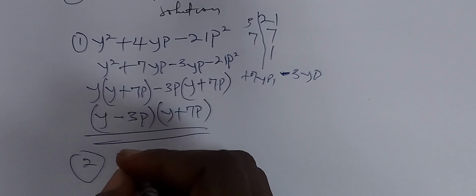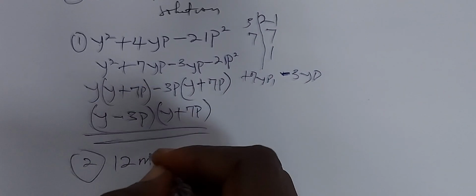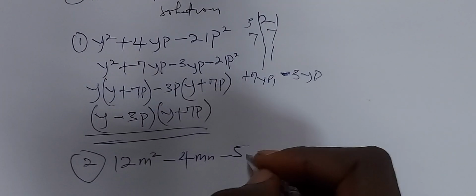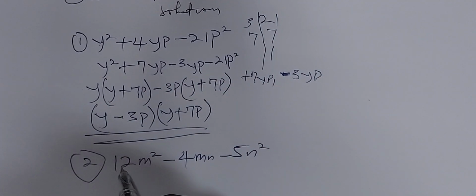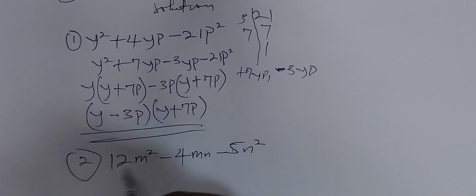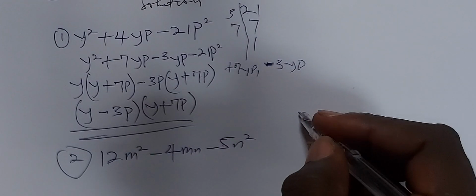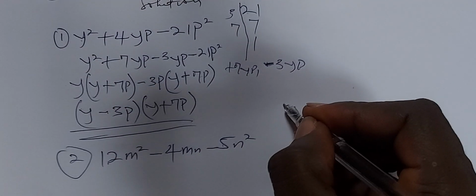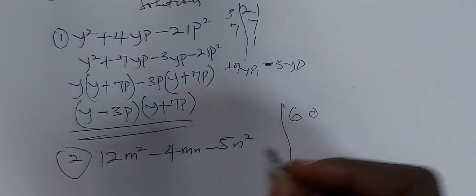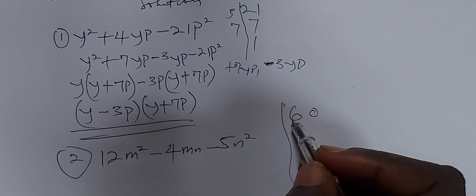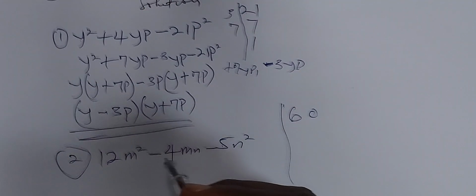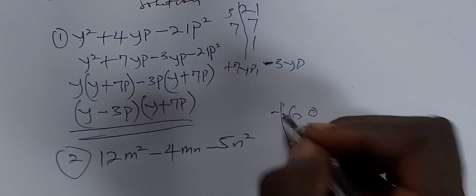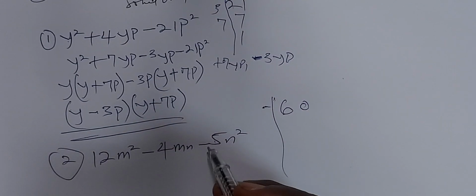Number 2, we have 12m squared minus 4mn minus 5n squared. So you multiply this by this. 12 multiplied by 5 will give us 60. Now we are looking for the factors of 60 that, when we add, we'll have minus 4mn, and when we multiply, we'll have minus 60. We are looking at minus 60 because there's a minus here.